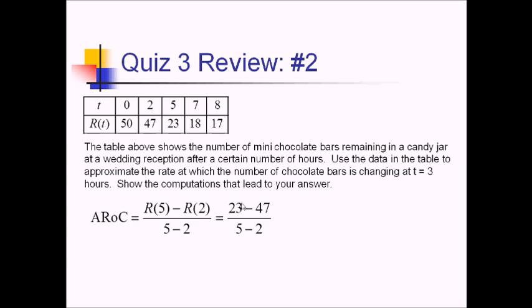So that's negative 24 over 3, which is negative 8. Now, this is a real-life problem, so you do need to have units on this. What units should we have for the rate at which chocolate bars are changing? Well, the output is chocolate bars, and the input is hours, so we have basically negative 8 chocolate bars per hour. That's the rate at which the chocolate bars are changing.